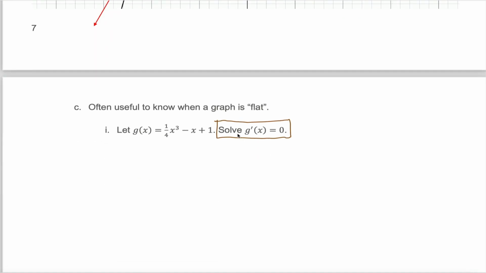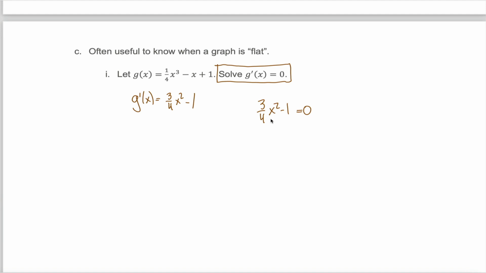So how do we figure out what x values lead to a horizontal tangent line? Well, we'd want to know what g prime of x was equal to. Finding g prime of x is really easy because we have these derivative rules. The derivative of 1/4 x cubed minus x plus 1, as we've seen above, is 3/4 x squared minus 1. I want to solve g prime of x equals 0, and I now know g prime of x. All I have to do is take 3/4 x squared minus 1, set it equal to 0, and solve for x. Solving this equation for x is easy. It doesn't involve any calculus at all.